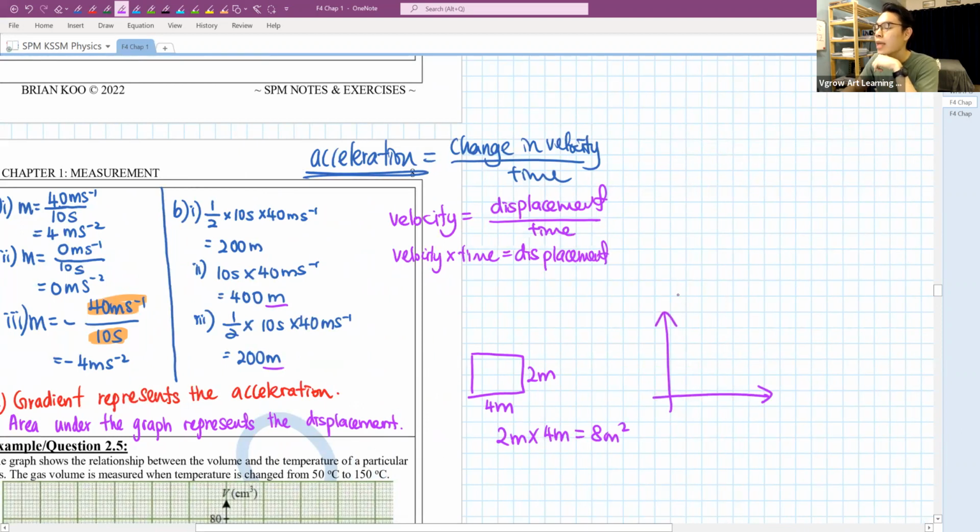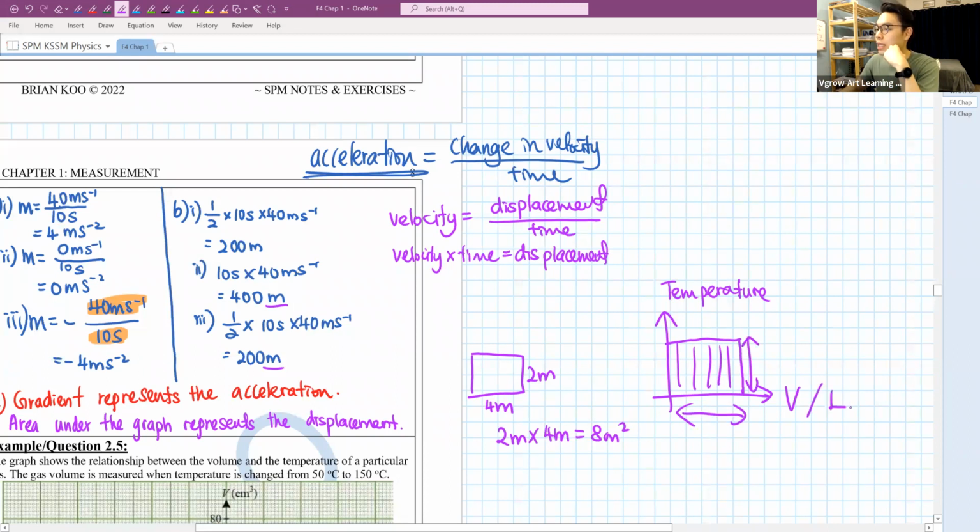Maybe sometimes here can even be temperature, and then here would be maybe volume. Then the units will also be different. So for example, I give you a very easy one, a straight line. So what is the area here? I will take this one, multiply by this one. Then you will get what?